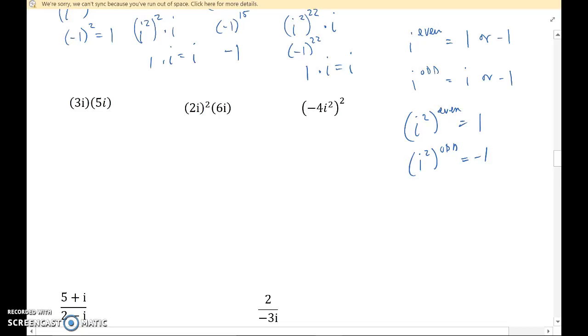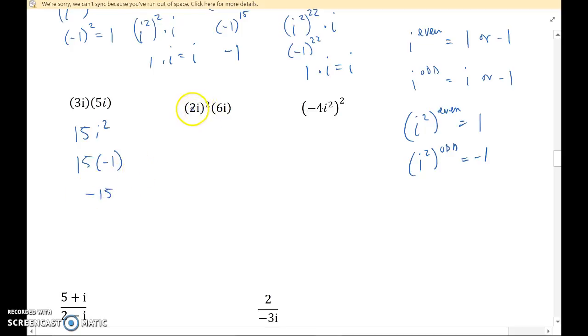All right, so let's look at this next set of problems. Treat these i's like x's until the end. So 3i times 5i is 15i squared, and what is i squared? It's -1. So this is like 15 times -1, and so we get a -15.